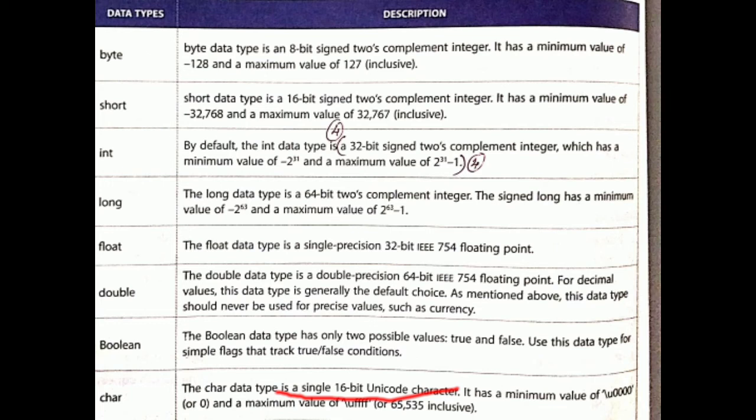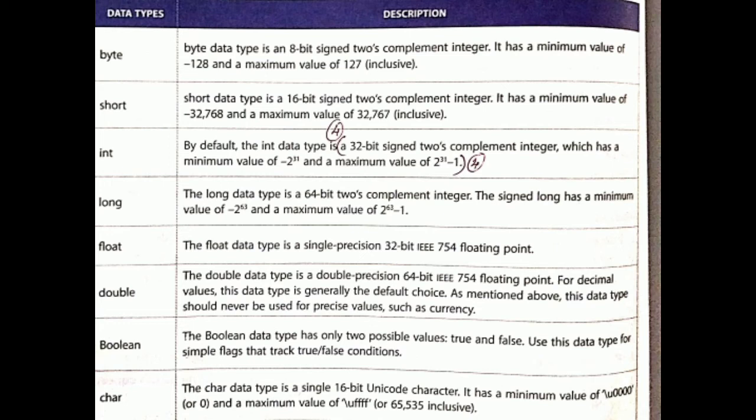Okay, once again, float means it is a 32-bit floating point. Double means it is a 64-bit floating point. Boolean means it will give results as two values, either true or false. Okay, and last one is char. Char means it is a 16-bit Unicode character. Okay, these are some of the primitive or fundamental data types.